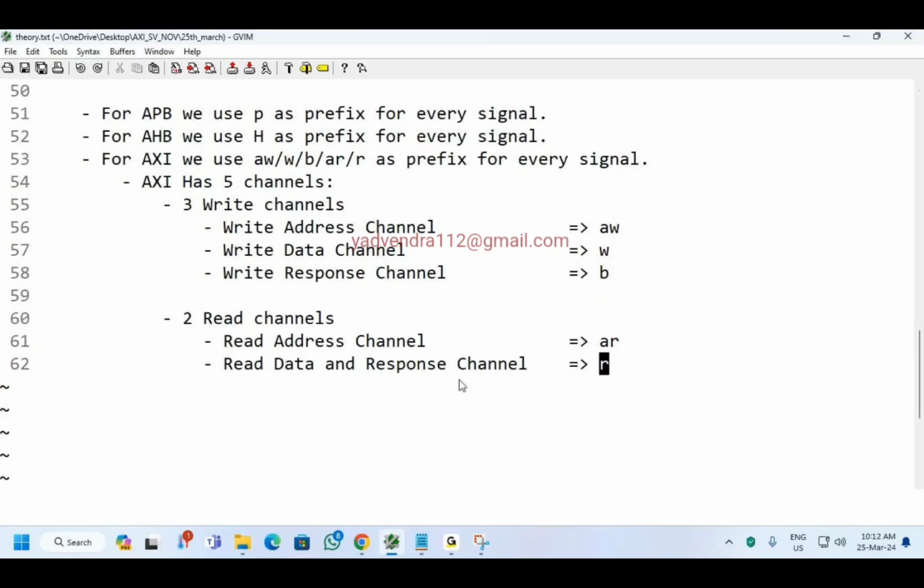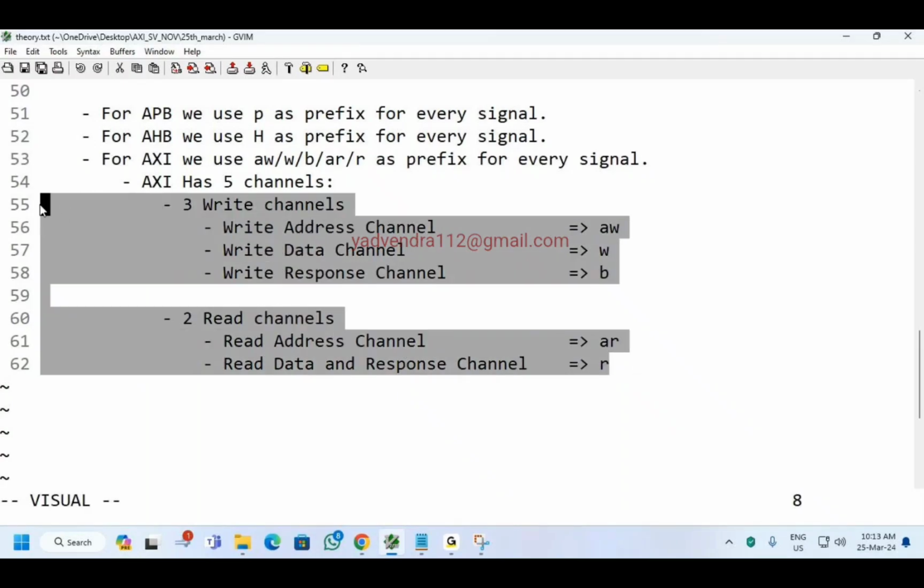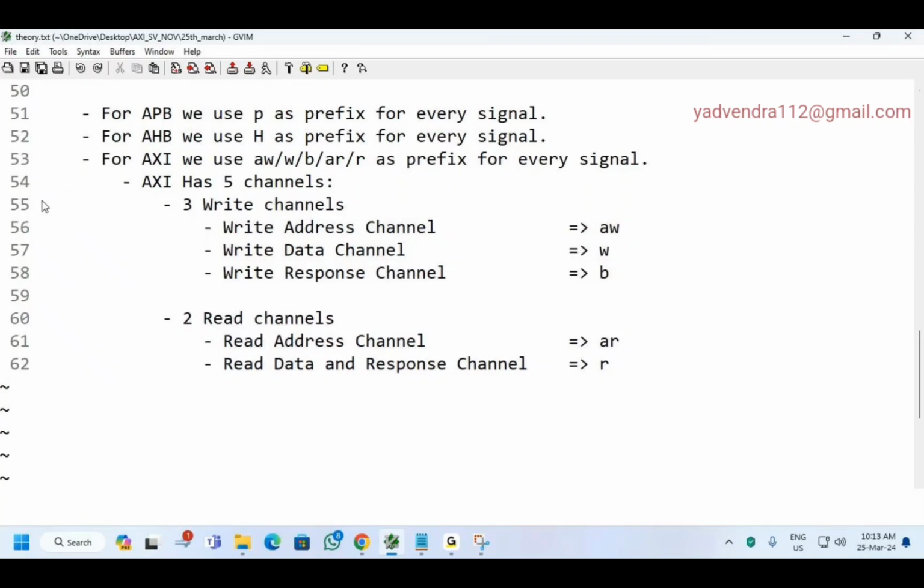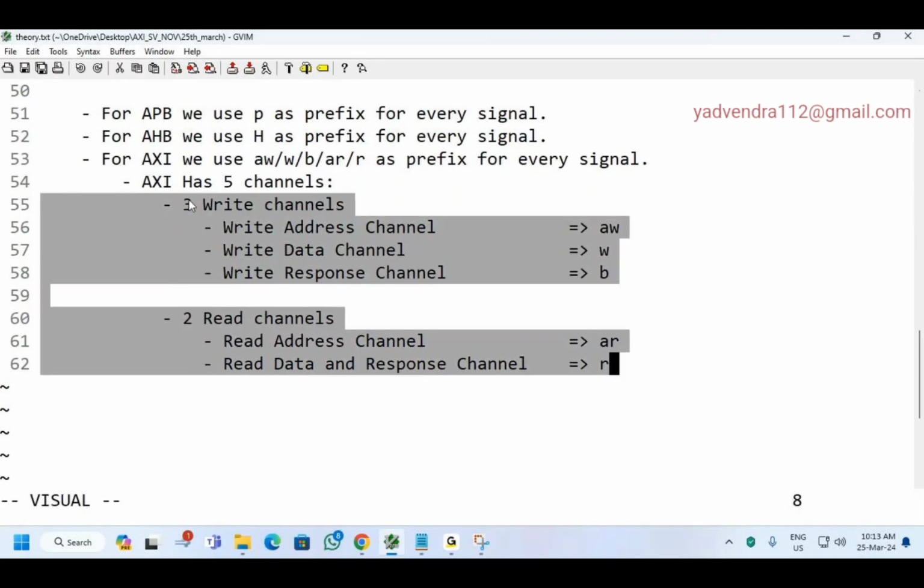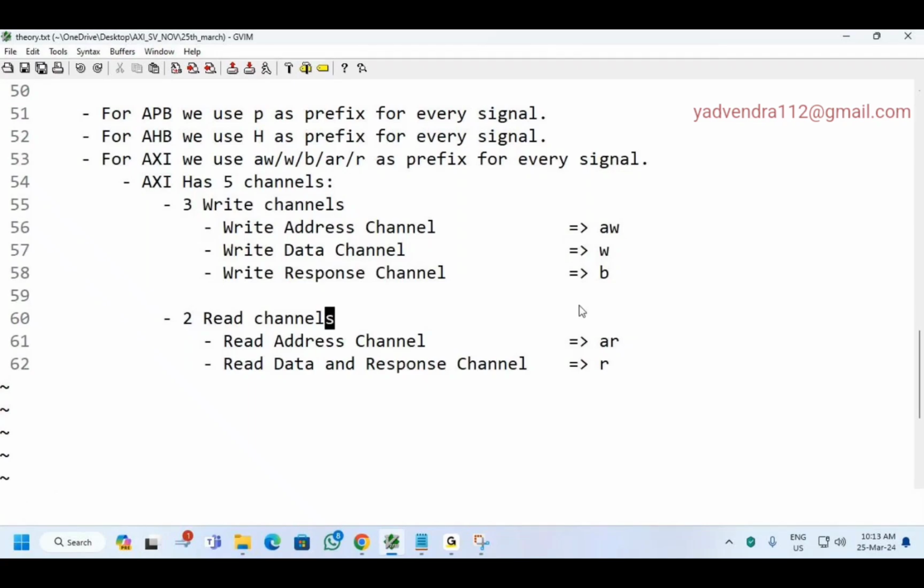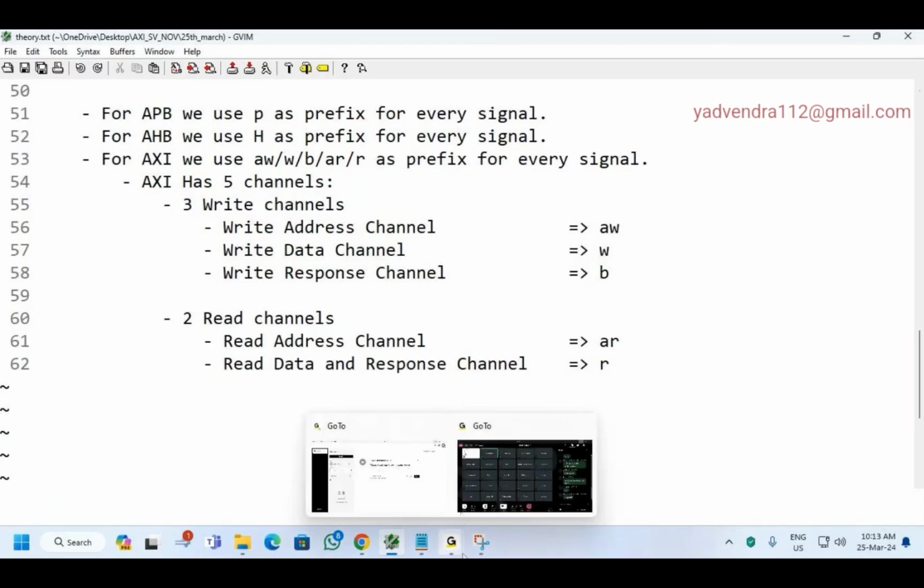I won't tell you right now, because to understand this, you need to learn some more things regarding the AXI channels. Once we discuss all those things, then I will tell you the answer to this question: why read has only 2 channels and why write has 3 channels. For that, we need to understand how the data transfer happens between master and slave. Then we can understand the concept of 3 here and 2 here. Did everyone understand this, guys?